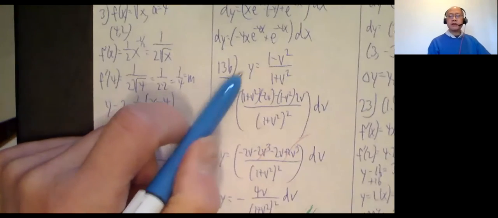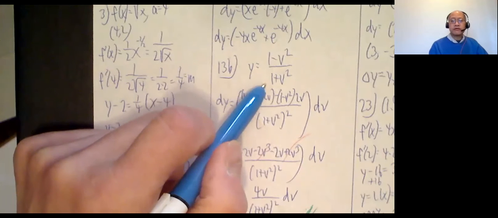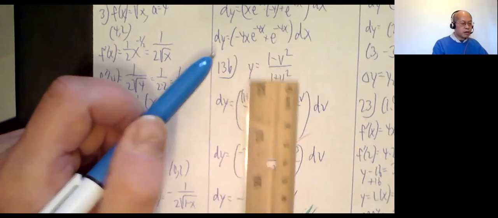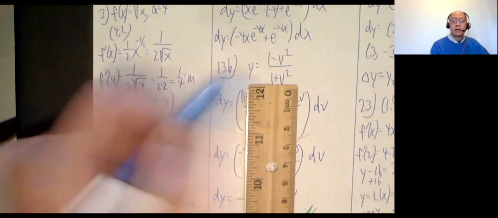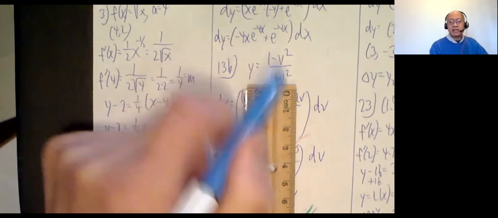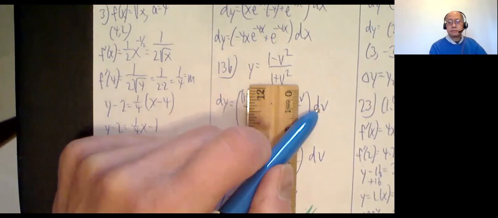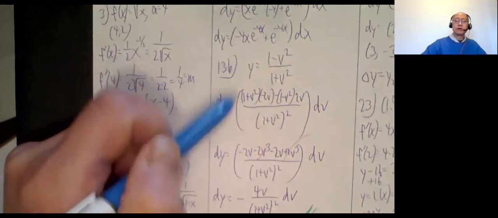Okay, 13b, y equals 1 minus v squared over 1 plus v squared. So it looks like the quotient rule. Again, all you do for these problems is put dy on this side, and take the derivative. Normally I would say dx, but this time they put a v, so just put dv, that's all.